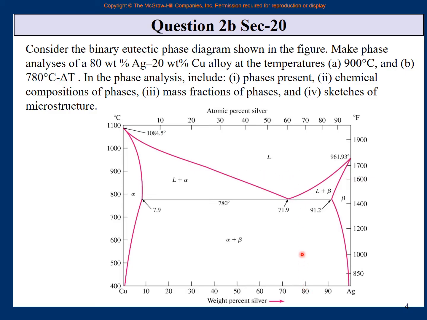So when you are at 80 weight percent silver and at 900, you are 100% liquid. Then on 80 weight percent, just below 780, in the middle you have 80, on your right you have 91.2, on your left you have 7.9. Remember, it is not above, it is just below 780. So this is your line, and just below, this is 80%, this is 91.2%, and that is 7.9%. And this is alpha, that is beta. So remember this, and then you have nothing to worry about. You are done, isn't it?